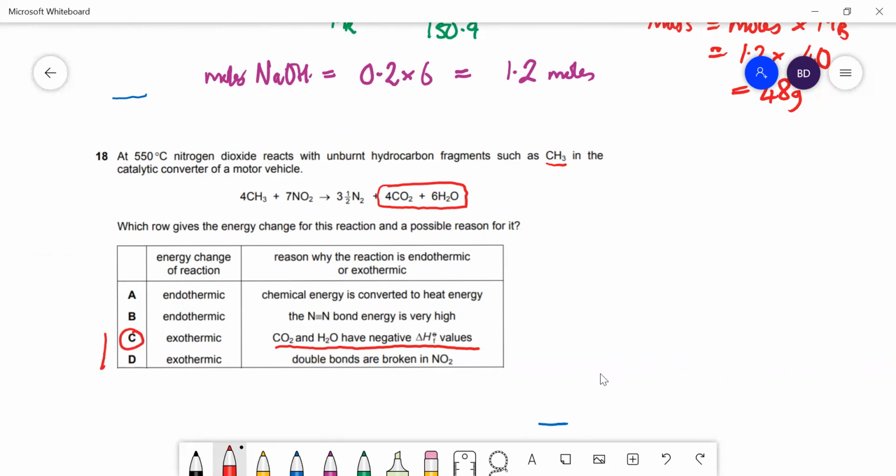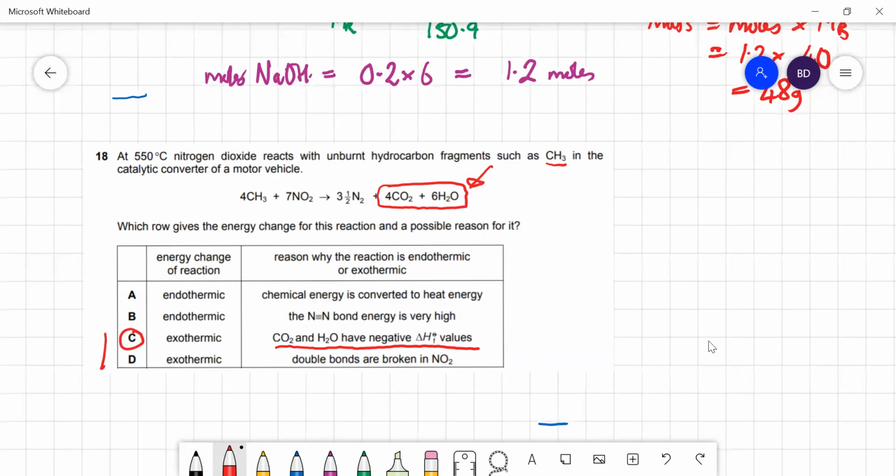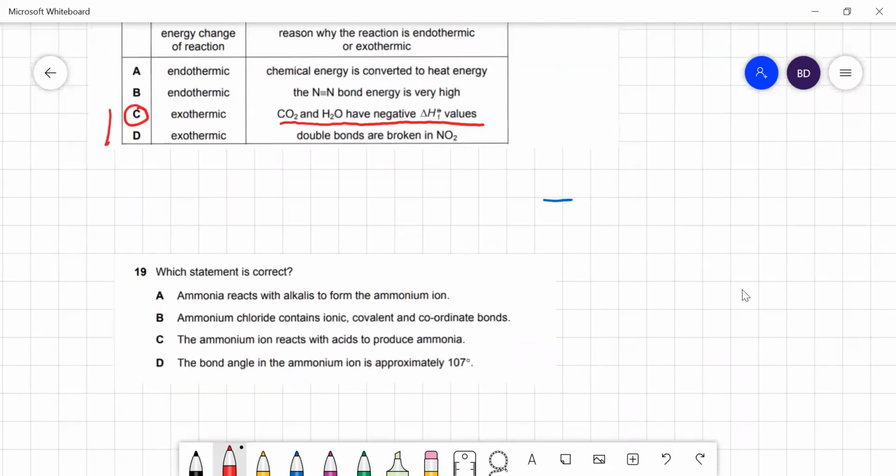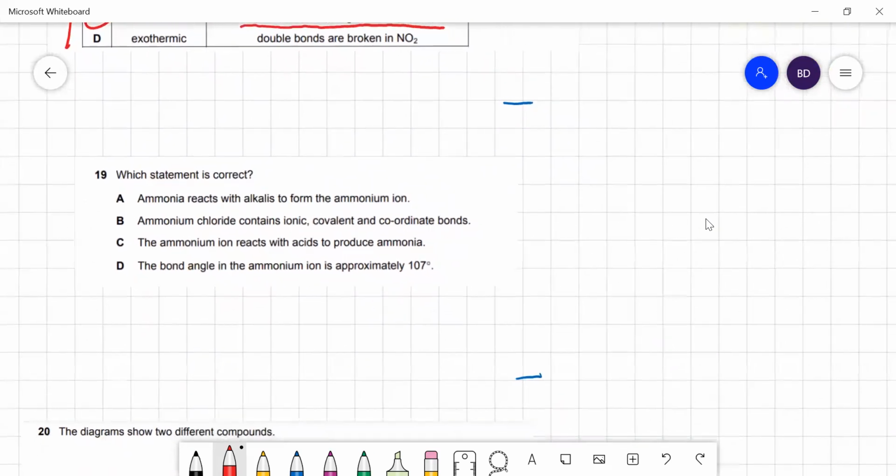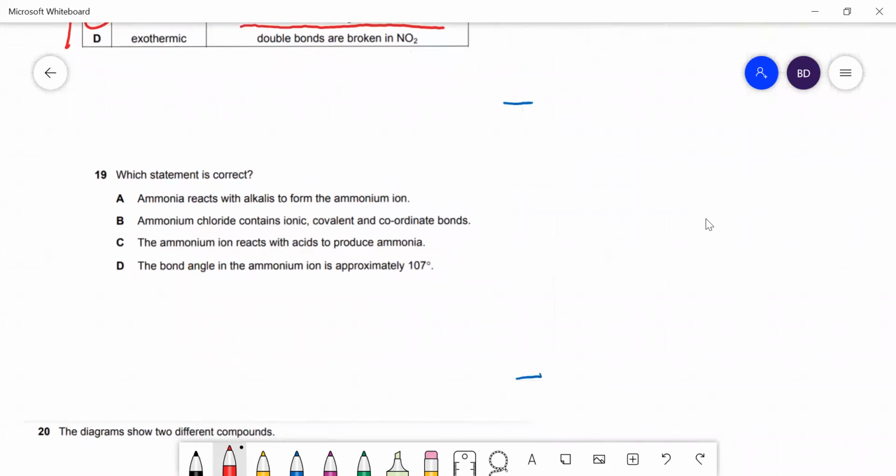It's a combustion reaction, really, isn't it? Whenever you form CO2 and water, it's obviously burning things, combustion, very exothermic. 19. Which statement is correct? It's about ammonia. Ammonia reacts with alkalis to form ammonium ion. Well, it doesn't. Ammonia actually reacts with acids to form that, doesn't it? You need an H plus to form the ammonium ion. So that one is wrong.